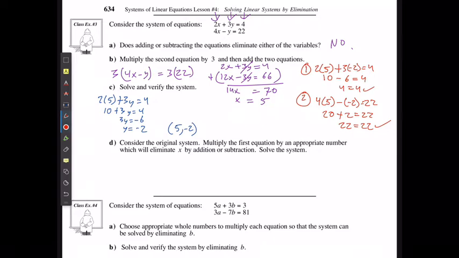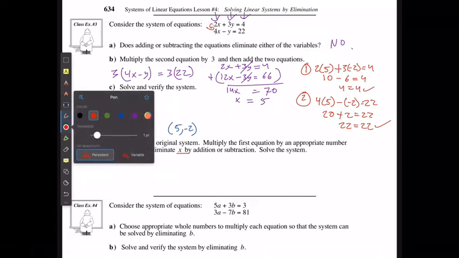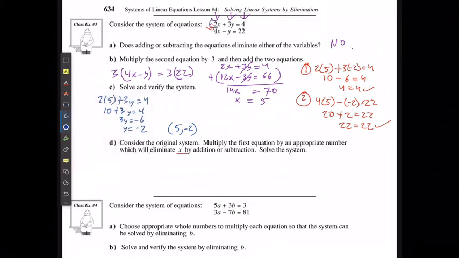Now it wants us to try it by, instead of making the y's match, make the x's match. So it wants us to take the first equation and multiply it by a number which will eliminate x. Well, in order to make the first equation match the second equation, I need to multiply the first equation by 2 to get that coefficient of 4. So I'm going to multiply all the terms in here by 2 and say that this is actually going to be 4x plus 6y is equal to 8.